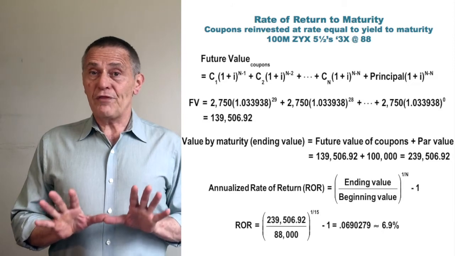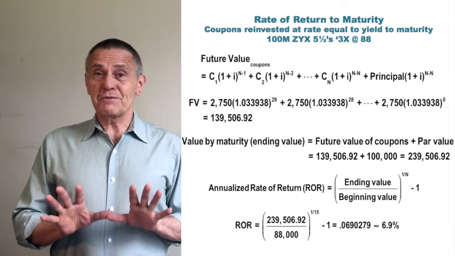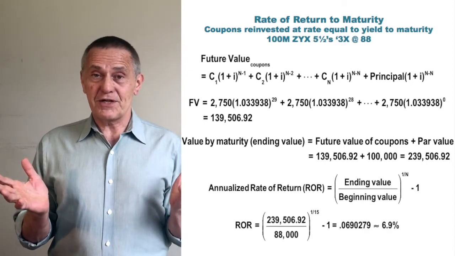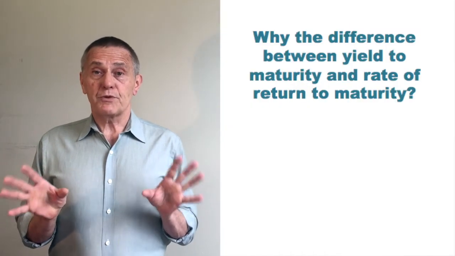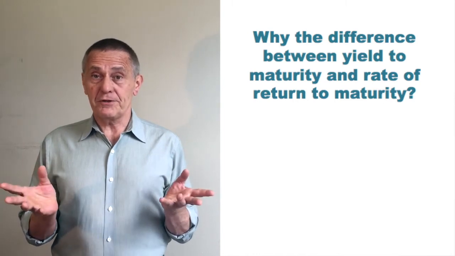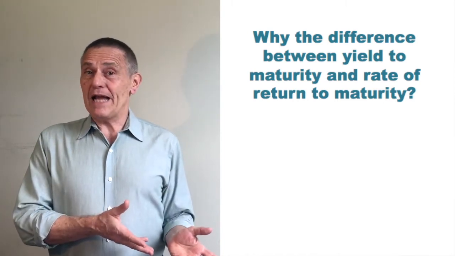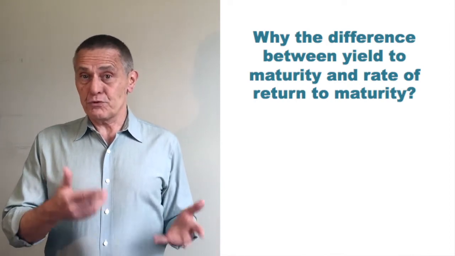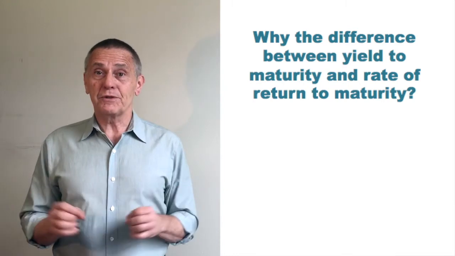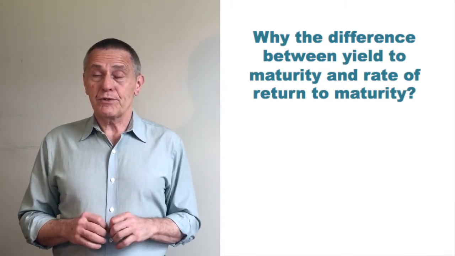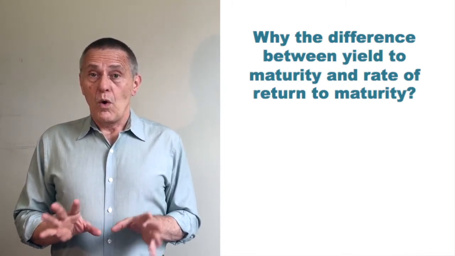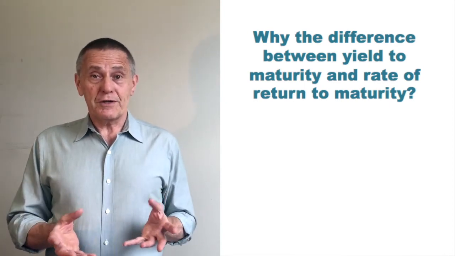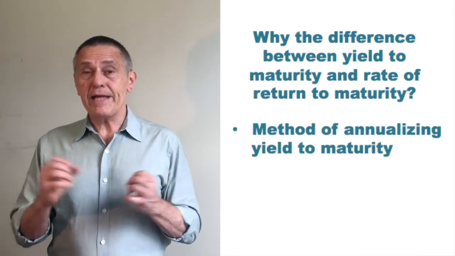And you'll note what that would generate is a rate of return to maturity of 6.9%, not 6.79%. So why the difference between the 6.79% yield to maturity and the 6.9% realized rate of return to maturity, again, if all the cash flows were reinvested at a periodic rate equal to the yield to maturity at which the bond was trading at today? Well, in part has to do with the fact that the way we got yield to maturity was taking the periodic rate and annualizing it.